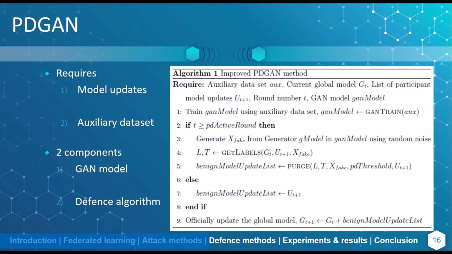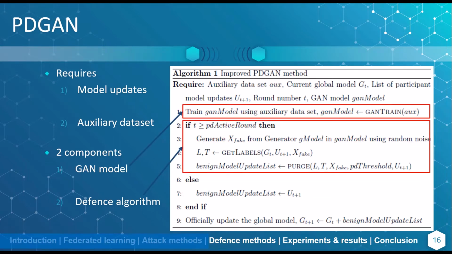PDGAN is made up of two main components, the GAN model and the defense algorithm. At every round of FL when PDGAN is activated, the GAN model will be trained over some specified number of epochs, but the defense algorithm will only be executed when the round number exceeds PD active round, which is a parameter predetermined by hyperparameters tuning. PD active round is important to ensure that the GAN model is well trained before it is deployed to be used in PDGAN to defend the federated model.